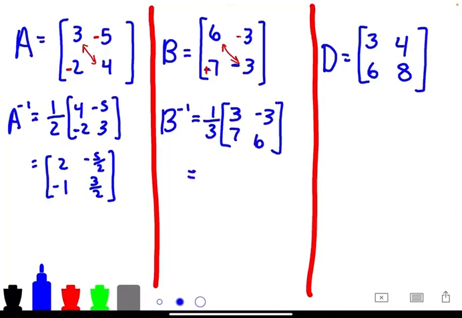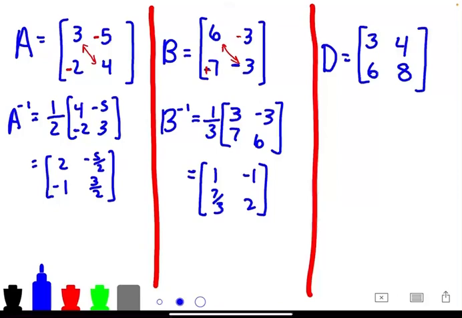And now once again, we use scalar multiplication. 1/3 times 3 gives us 1. 1/3 times negative 3 gives us negative 1. 1/3 times 7 gives us 7/3. And 1/3 times 6 gives us 2.